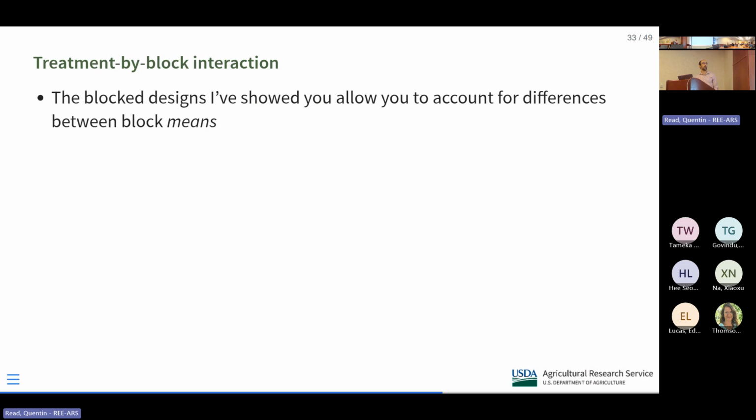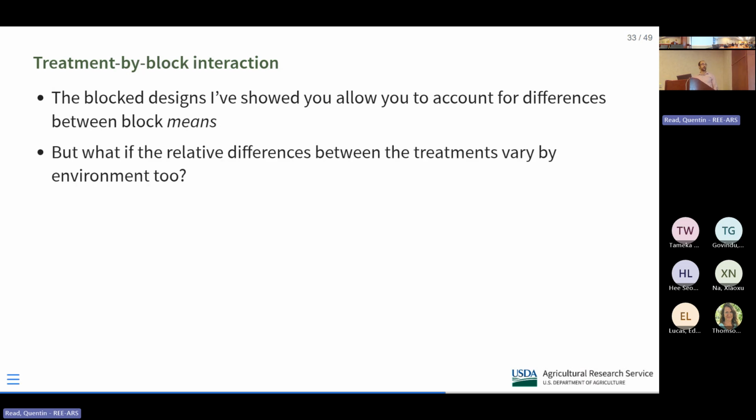Now, there's also the concept of treatment by block interaction. All the designs I showed you, the randomized complete block design, allow you to account for differences between the means of blocks, but what if the relative differences between the treatments vary by environment? Like with the school example, right? If you're trying to test a new educational method, maybe for students from particular socioeconomic backgrounds, the new intervention is better for them and has a greater difference from the old method than for others.